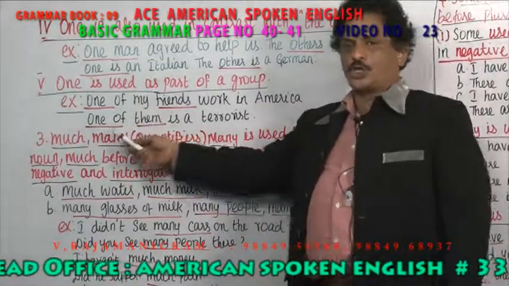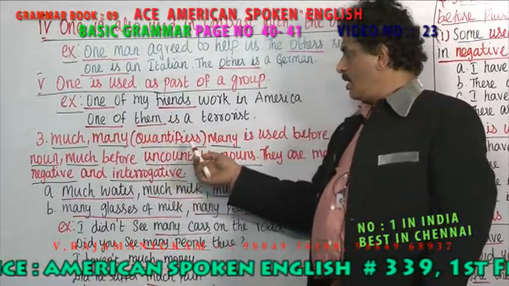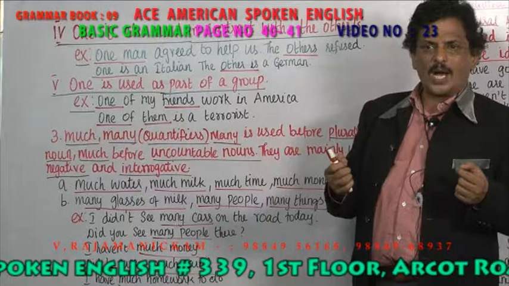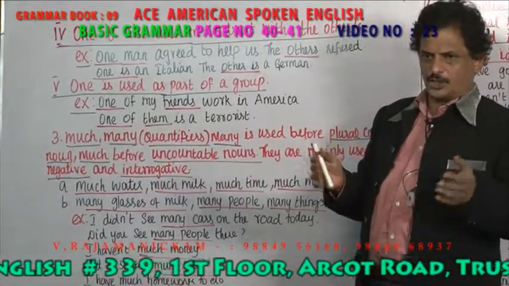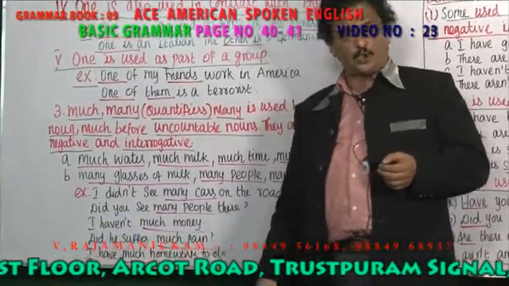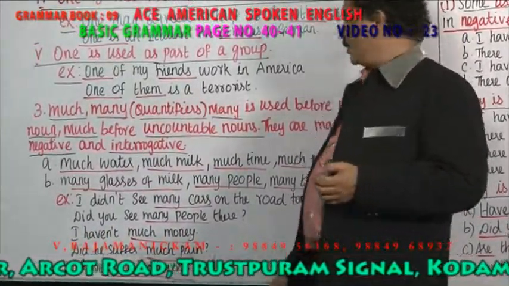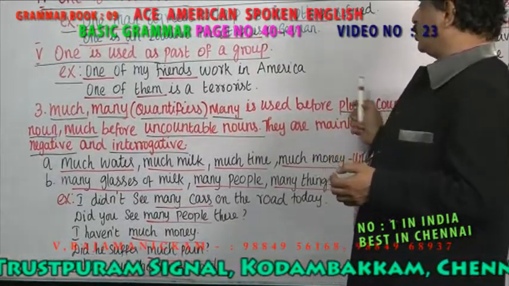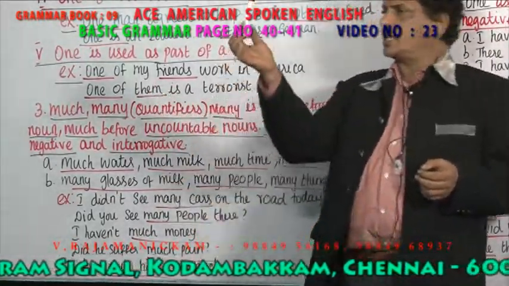So, much, many. Quantifiers. What do you mean by quantifiers, sir? Quantity. How much is there? So, much and many. Where do you use much? Where do you use many? Many is used before plural countable nouns. See, this is a countable noun.